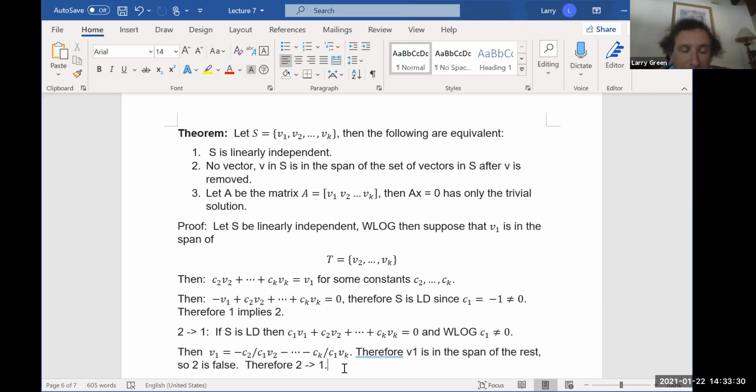Do you see that? I needed the C1 to not be 0. I needed linear dependence, which means something has to be non-zero. And I'm going to say, let's just call that the first one without loss of generality. And that's a proof of this theorem. Any questions on this?